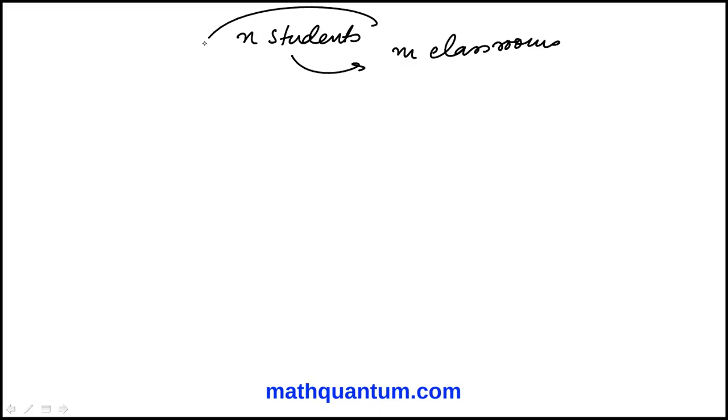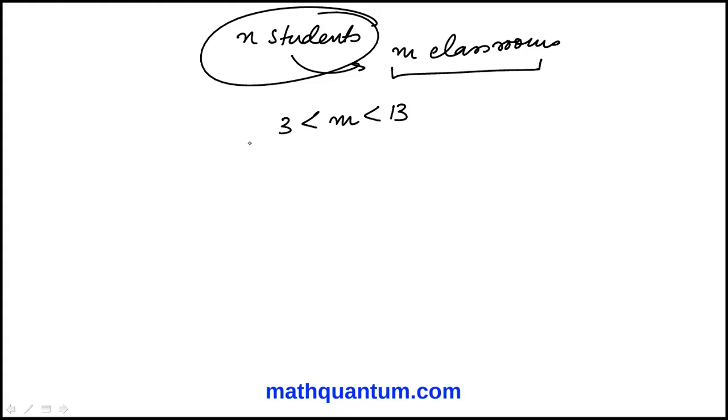So in this data sufficiency problem, we're given that there are n students, and these students need to be assigned to m classrooms. So we're really just dividing this many number of students into m classrooms. And we're given further constraints on m and n. M is a number between 3 and 13, and it's an integer. So any of the numbers 4, 5, 6, 7, all the way to 12. And n is a number that's greater than 13. The question is, is it possible to assign each of these n students equally amongst m classrooms?